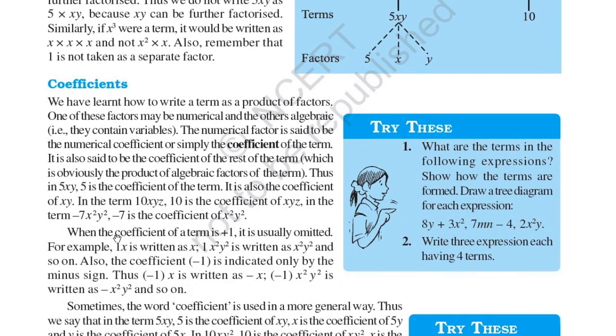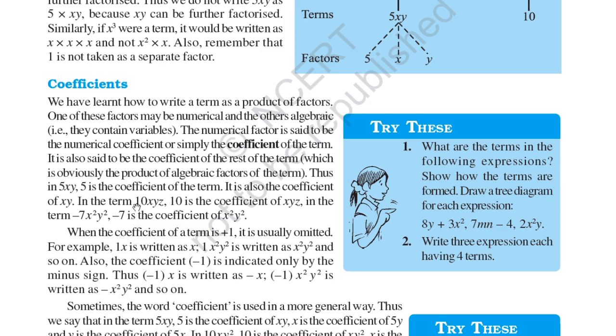Coefficients. We have learned how to write a term as a product of factors. One of these factors may be numerical and the other algebraic, that is, containing variables. The numerical factor is said to be the numerical coefficient or simply the coefficient of the term. It is also said to be the coefficient of the rest of the term, which is obviously the product of algebraic factors of the term. Thus in 5xy, 5 is the coefficient of the term. It is also the coefficient of xy.